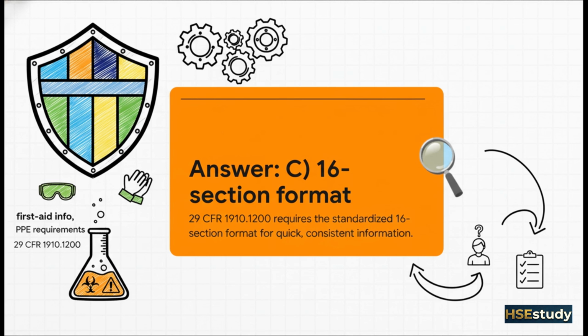This is mandated by the Globally Harmonized System, or GHS, which OSHA adopted into the 29 CFR 1910.1200 standard. The whole point of this standardization is so that no matter what chemical you're working with, you know exactly where to look for critical information like first aid measures or required PPE.